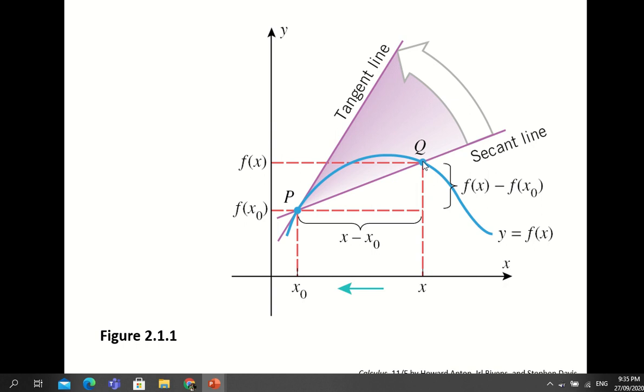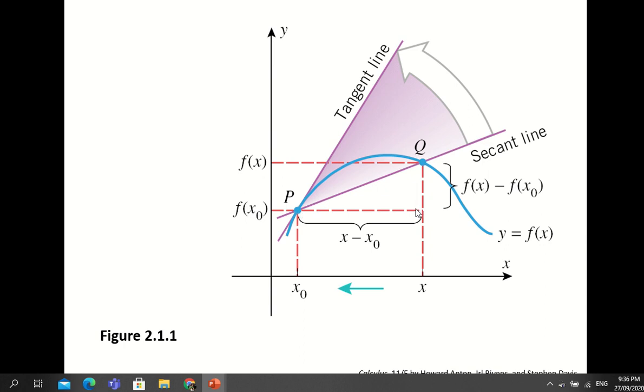All right. If you look at the horizontal distance from P to Q, this is actually the difference of the distances referring to the y-axis. We know that the distance from the y-axis to point Q is x, and the distance from the y-axis to point P is x sub 0. So the difference between these two distances, x minus x sub 0, is the horizontal distance between point P and point Q.